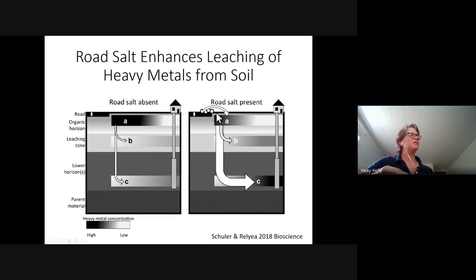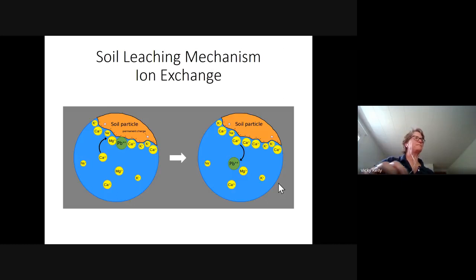So some of the heavy metals come off of the road in addition to the road salt. And what happens is now these heavy metals are being leached from these upper horizons. So you see a lower concentration in the upper horizons than when road salt is absent. And you see that it's being carried down into the lower horizons and the deeper groundwater. And you see heavy metal concentrations now where these drinking water wells are tapped into. So how does that happen?